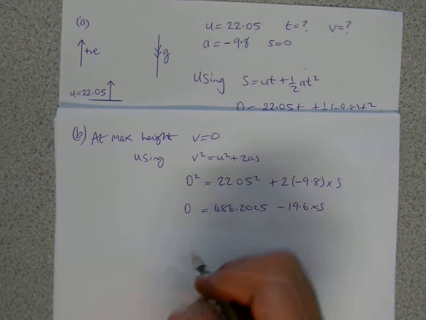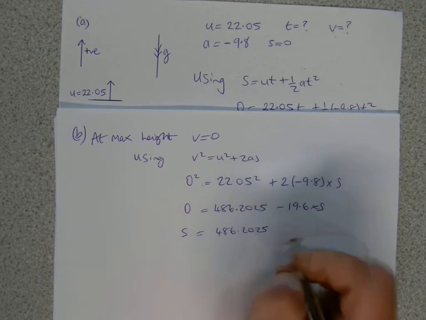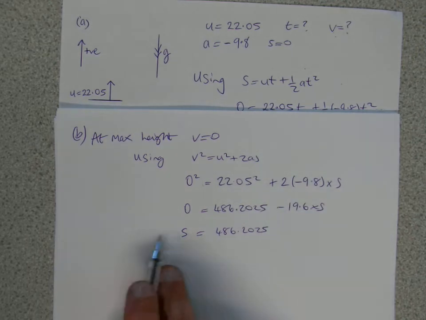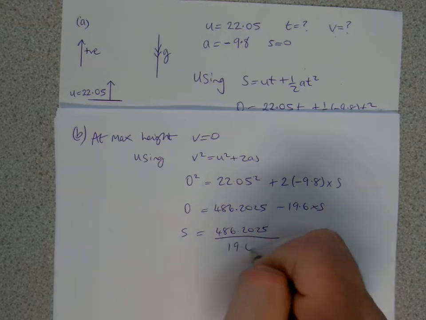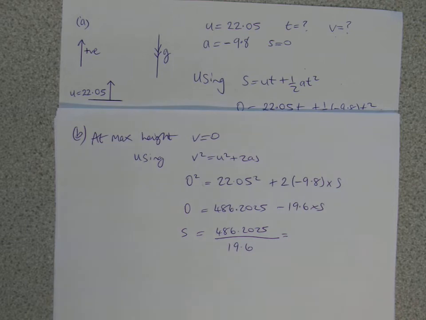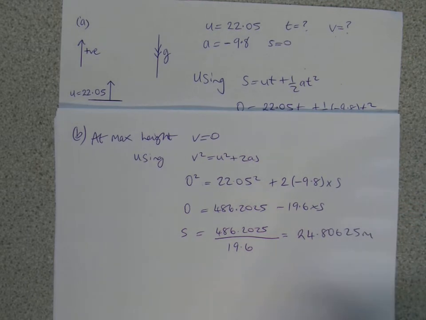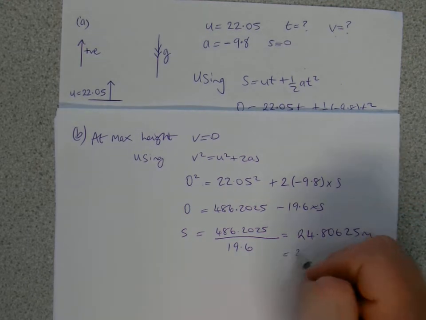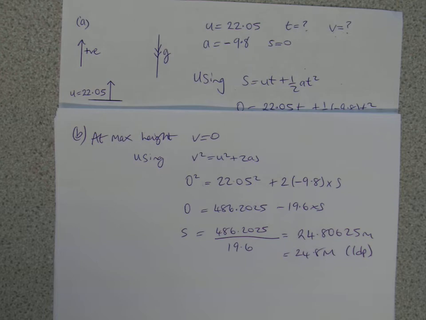So if you take that over, you'd have 19.6s here, positive. So then we can take the 19.6 down and divide, and we get 24.80625 meters. So maybe we'll round that to one decimal place. It's good to write the whole answer down though. So we've got the max height.